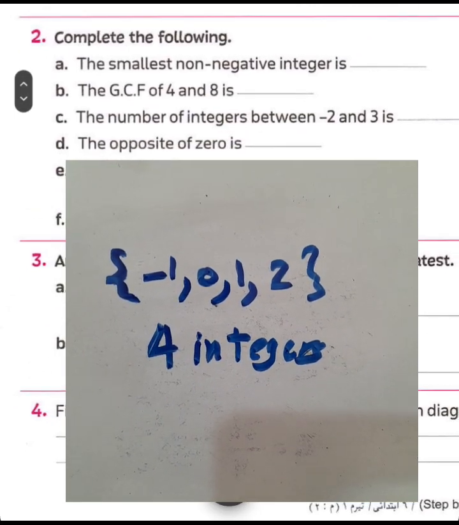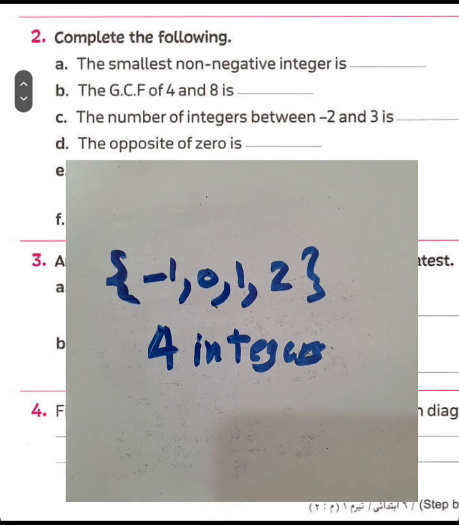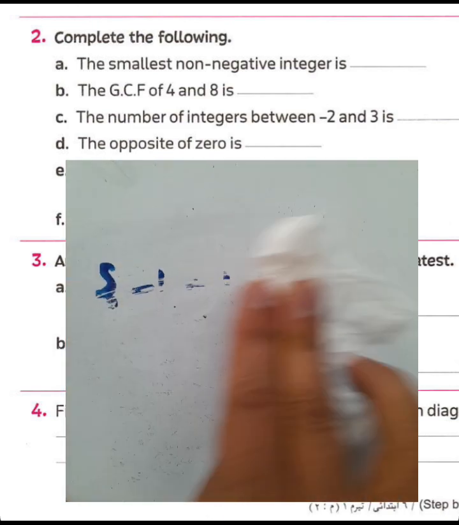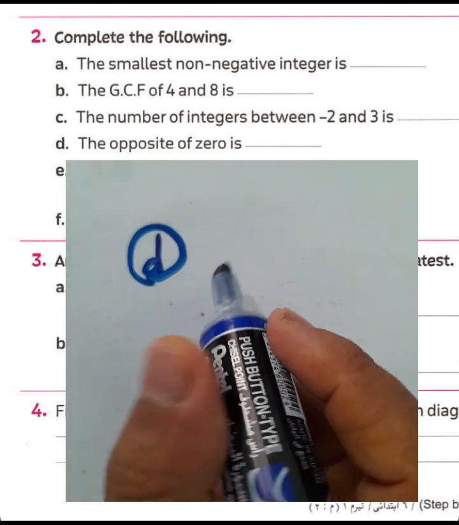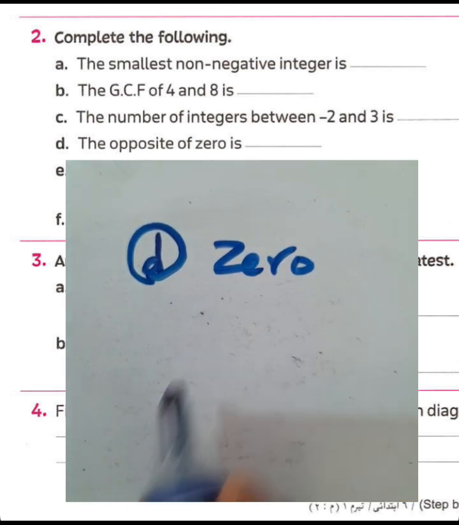Question letter D, the opposite of 0 is 0 because 0 is a non-negative and non-positive number. Question letter D, the opposite of 0 will be what? It will be 0.